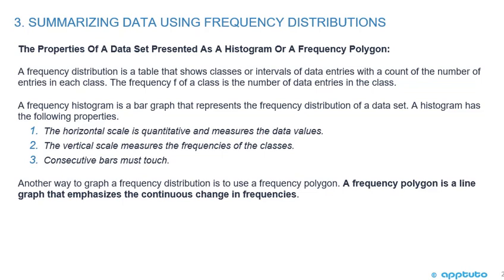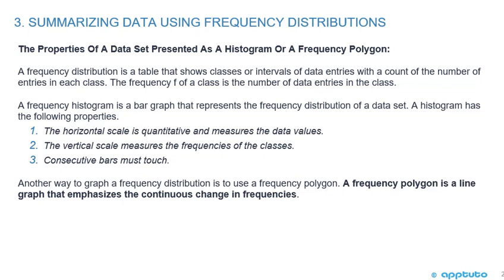A frequency histogram is a bar graph that represents the frequency distribution of a data set. A histogram has the following properties. 1. The horizontal scale is quantitative and measures the data values. 2. The vertical scale measures the frequencies of the classes. And 3. Consecutive bars must touch.